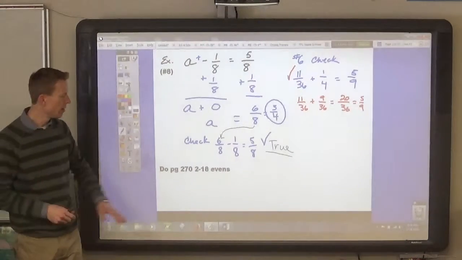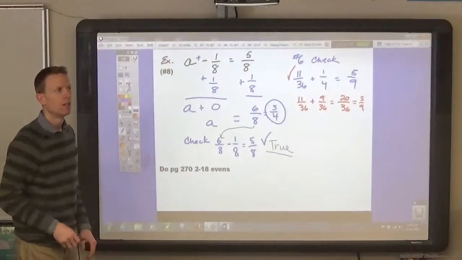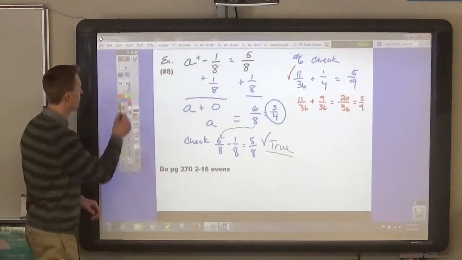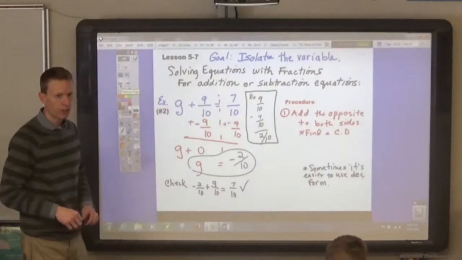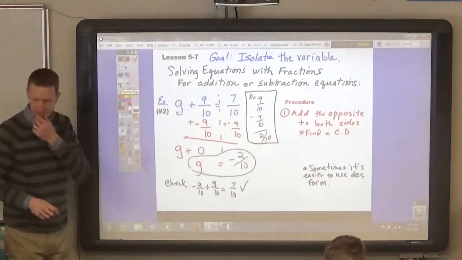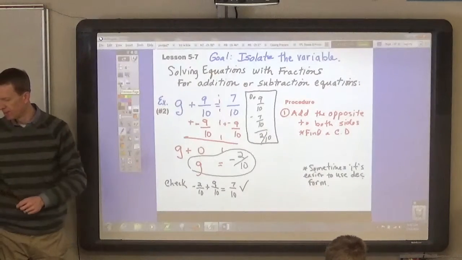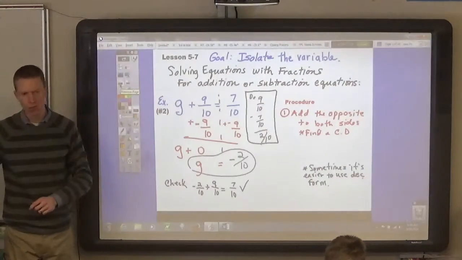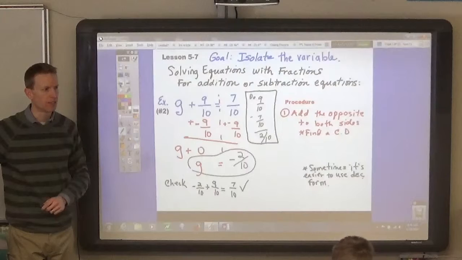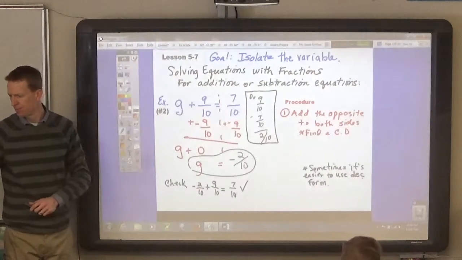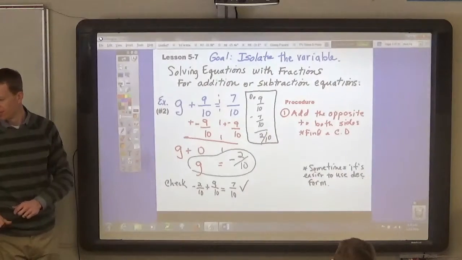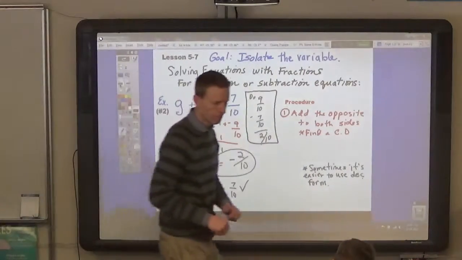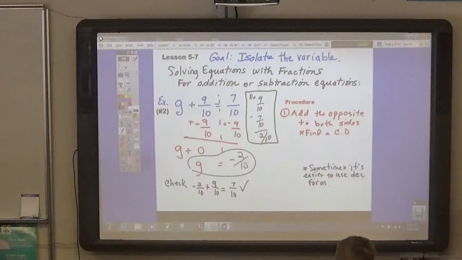Page 270, this is your assignment. Oh, can you go back to the other page? Sure. Page 270, 2 to 18, evens. Page 270, 2 to 18 evens. Yep, number 2 is one of the examples.